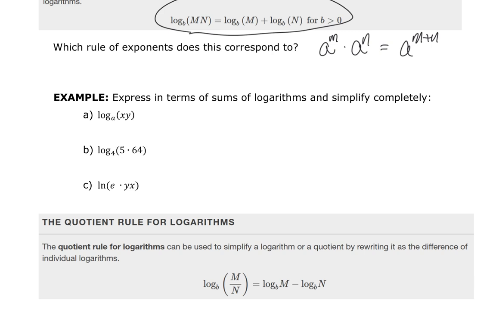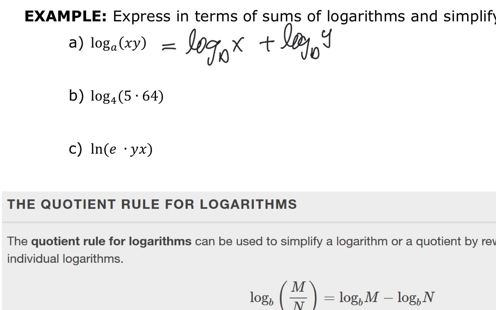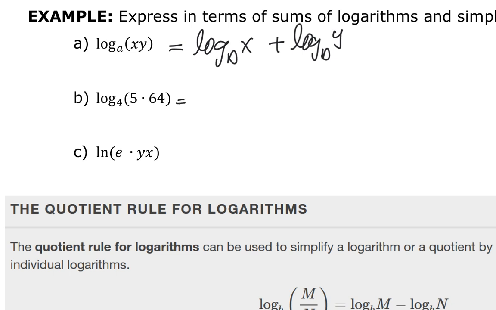So using the rules of exponents and expanding these out, this first one just becomes the log base b of x plus the log base b of y. The second one, let's just bring this in. This is the log base 4 of 5 plus the log base 4 of 64. Now, this term does not reduce or do anything more than the log base 4 of 5.